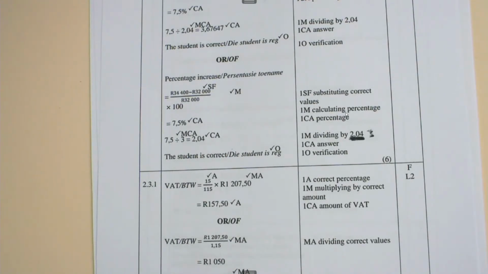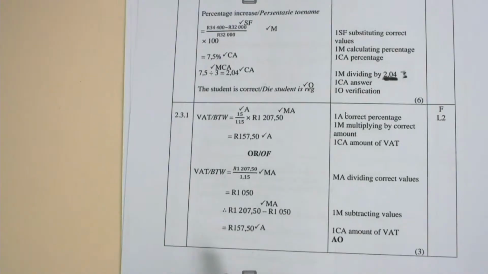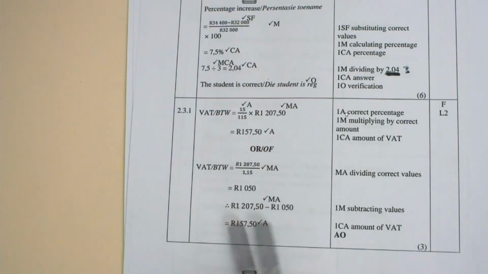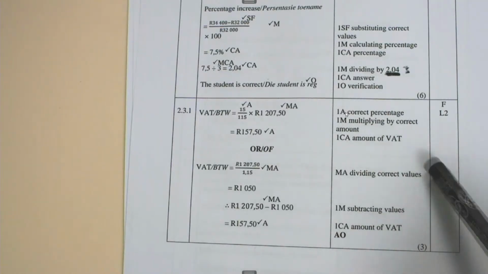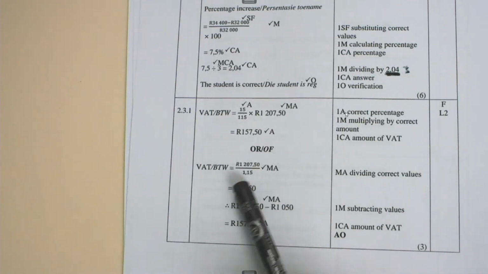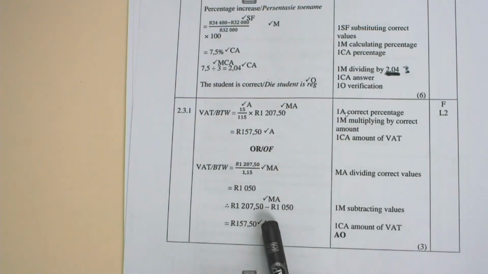The next one is method with accuracy for dividing. Now, in this case, remember that the amount is including VAT. For calculating the amount excluding VAT, the amount excluding VAT is 1,050. And then from there, you subtract 1,050 from 1,207.50, and the answer should be 157.50. Marks for dividing correct values. Those are the correct values, with method with accuracy. And then we don't give a mark for the answer.